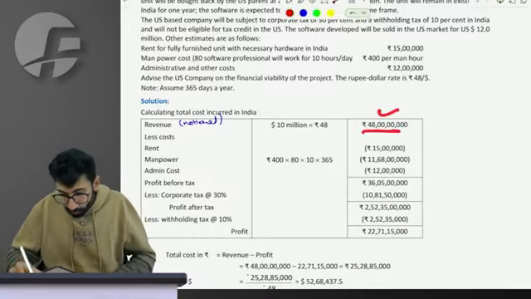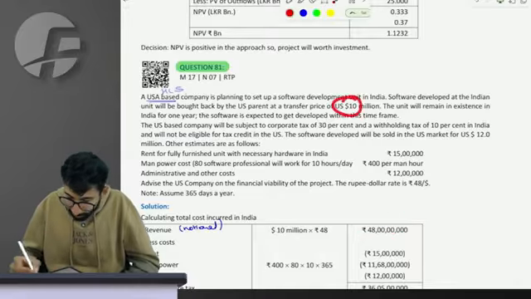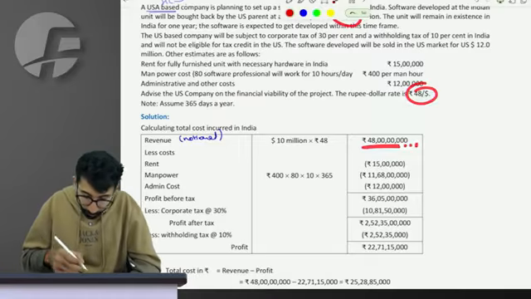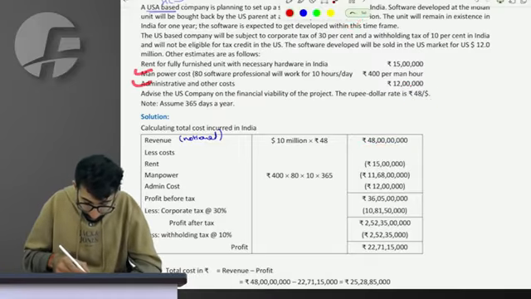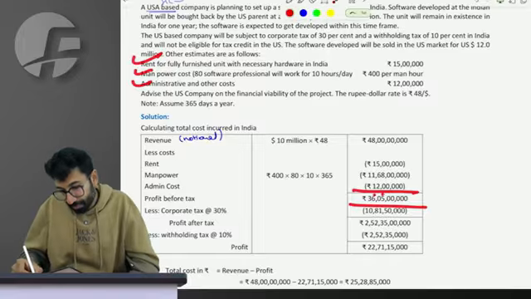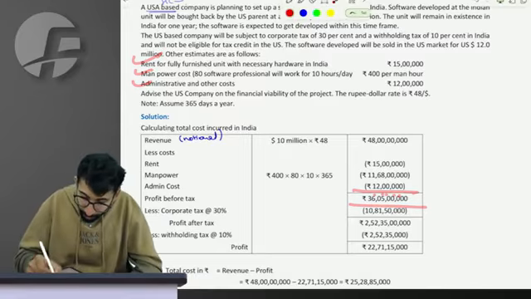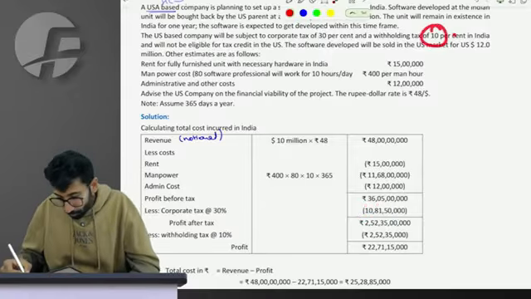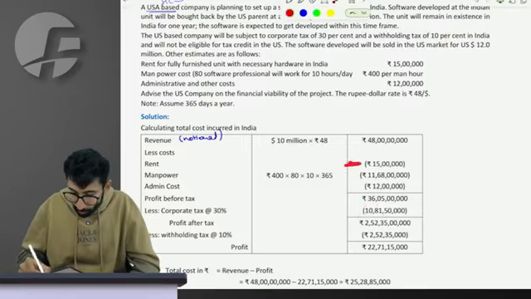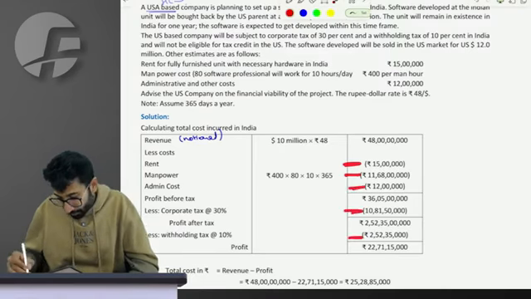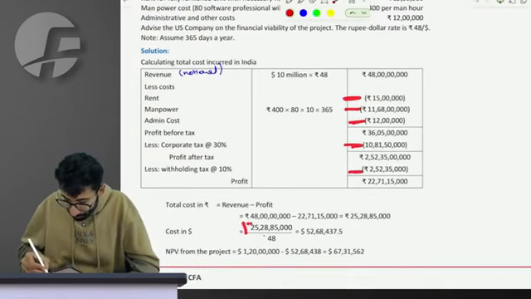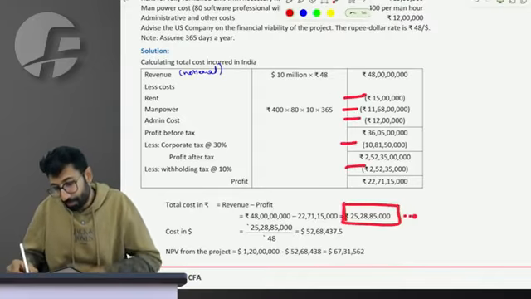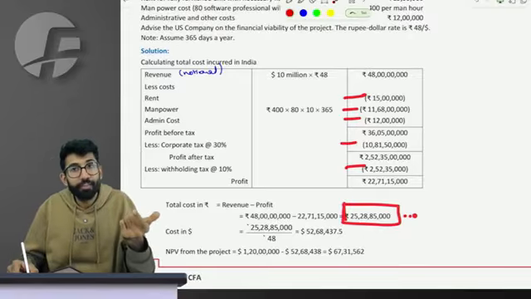Revenue being notional, 10 million multiplied by the 48 rupee per dollar rate gives 48 lakhs revenue. From which, when you deduct the different costs, you get the PBT of 36 crore 5 lakh. At which, when you pay 30% tax, it is 1081, after which when you pay withholding tax, it is 252. When you add up all your expenses, adding up all five numbers will give me 25, 28, 85.